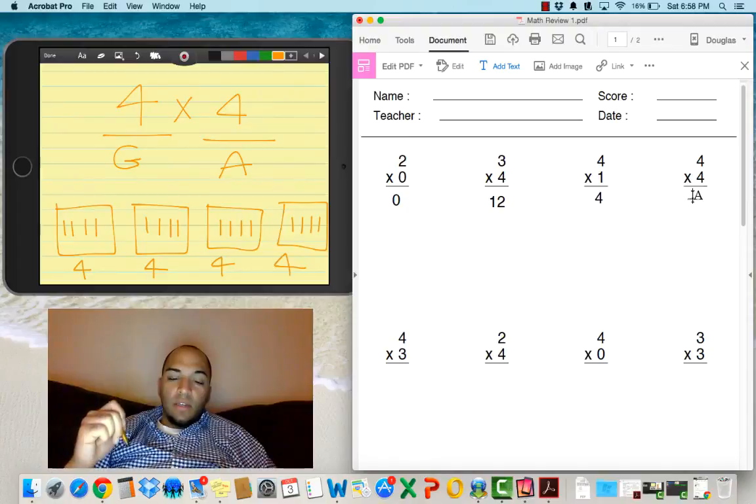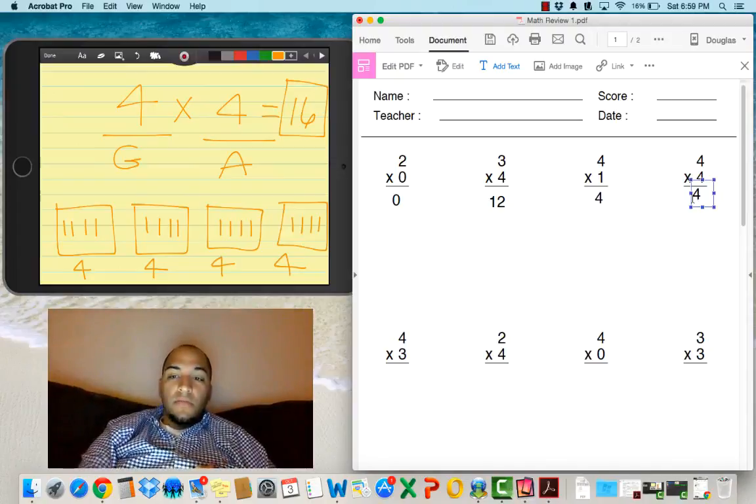Does that make sense? So it looks like if we add them together, 4 plus 4 is 8, plus 4 more is 12, plus 4 more equals 16. So 4 groups of 4 equals 16, or 4 times 4. So we're going to put 4 there.